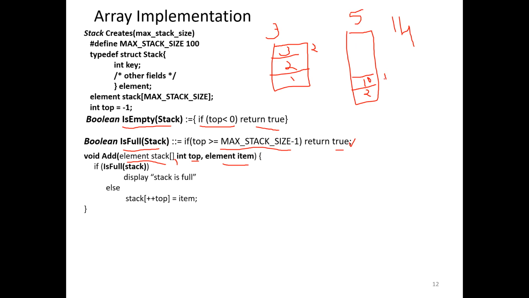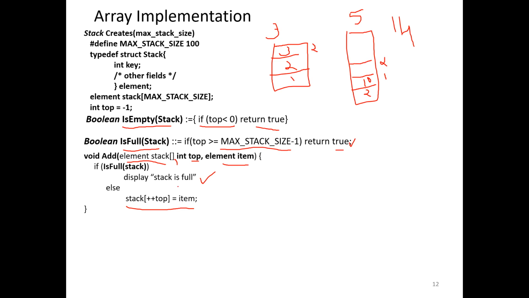Stack top value is 1. 5 minus 1 is 4. Is it 4? No. That means the stack is not full. So what do you have to do? Increase the value of top. Top value was 1. Now change it to 2. Top is increased by 1. Top plus plus. Top value was 1, now top value is 2.